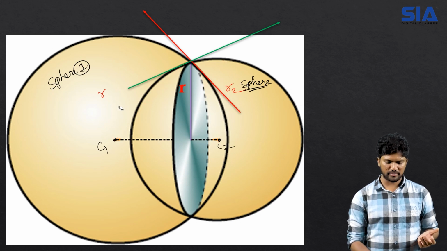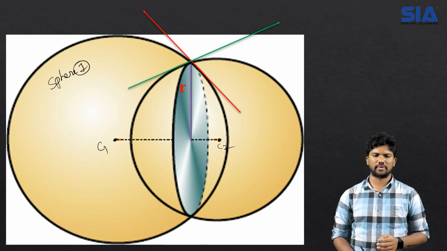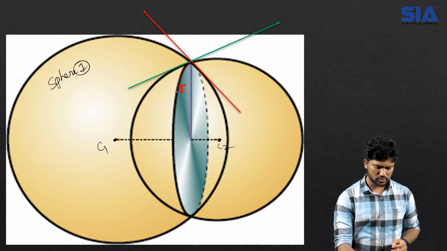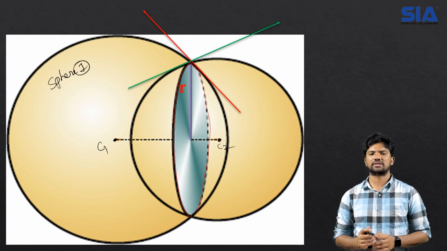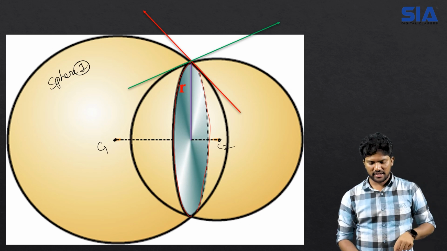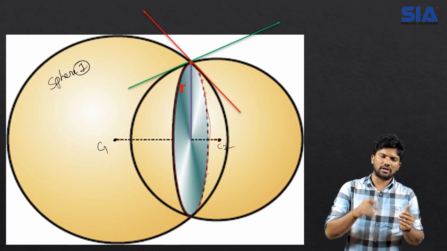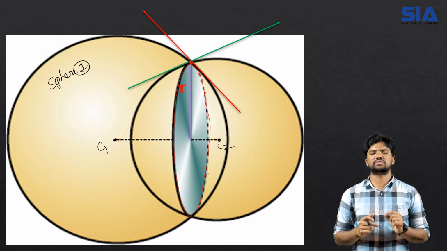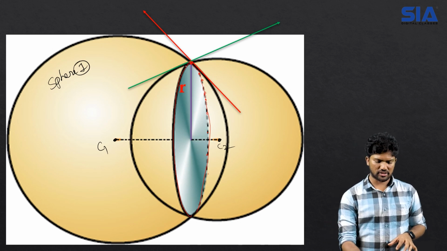Observe carefully, this diagram is very important. In the examination also you have to draw the diagram in this format. Whenever two spheres are intersecting, there always exists one common circle. That common circle is the locus of the points of intersection of the two spheres. If you join all the points in the locus, that locus gives you the common circle. That common circle exists in this format only. This is the common circle.